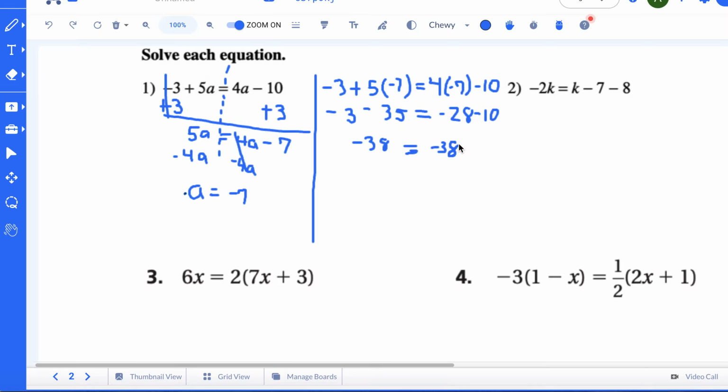So whenever I get a true answer, negative 38 is equal to negative 38, that means my equation is correct. That means that a does equal negative 7. All right, moving on to number 2. Let me write a line so we can separate.